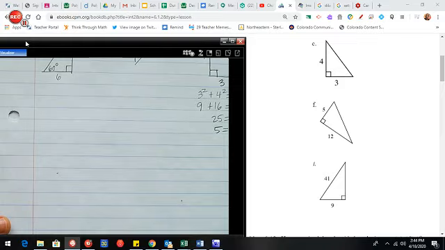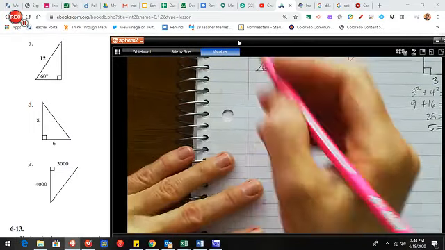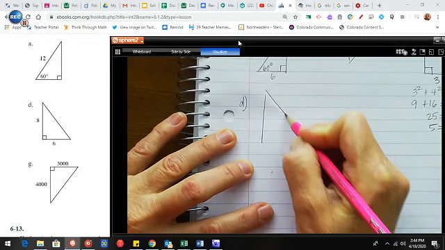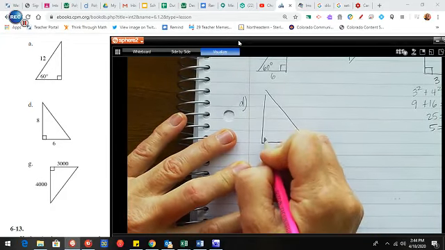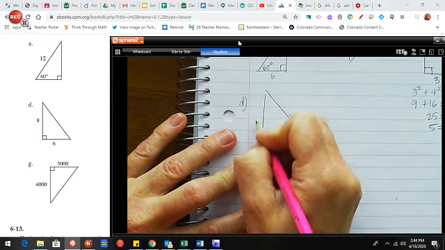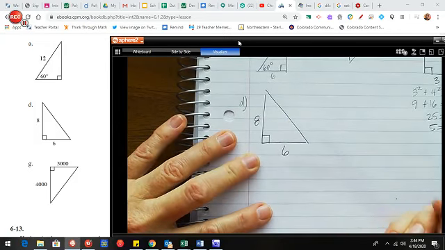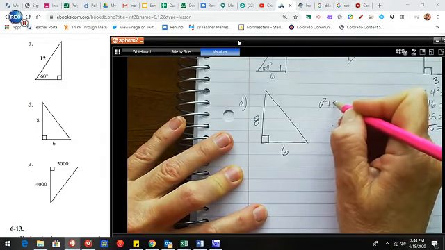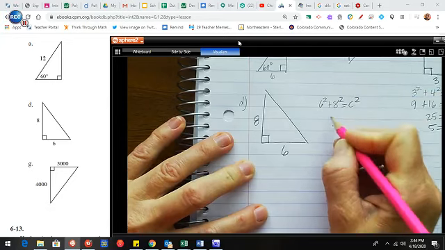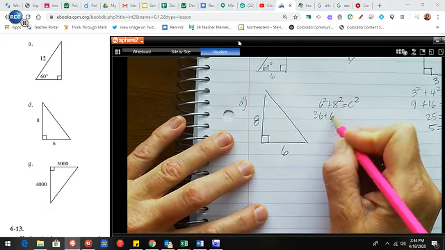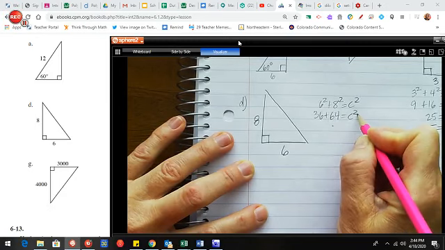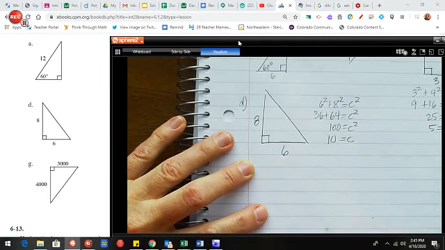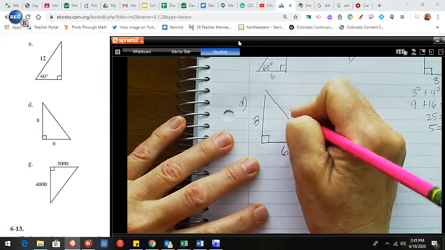Okay, what do we have for D? We have another scalene right triangle. The legs are 6 and 8. If I do Pythagorean theorem with that, that's going to give me 36 plus 64 equals c squared. So 100 equals c squared, and c equals 10. So this would be 10.